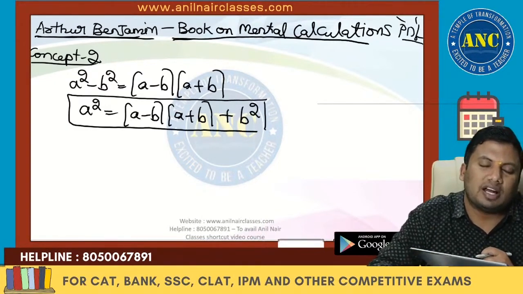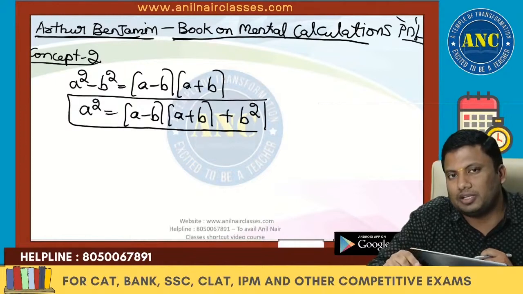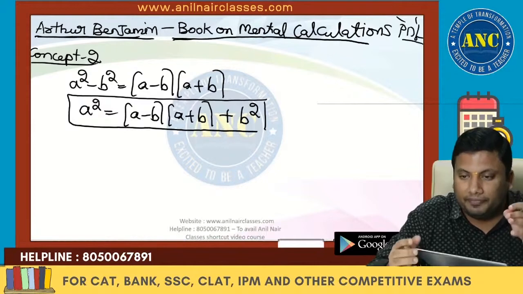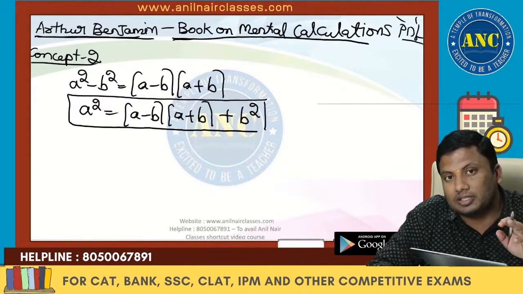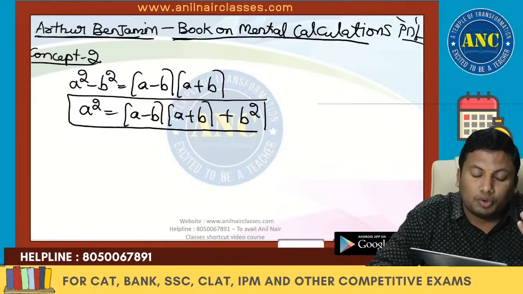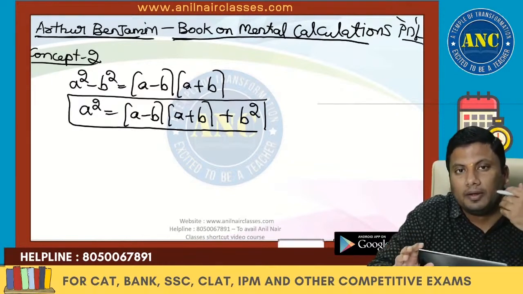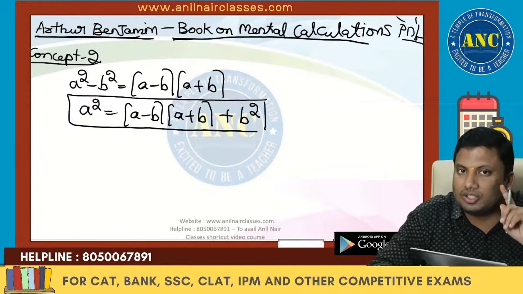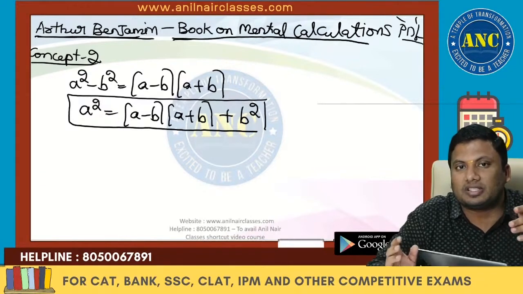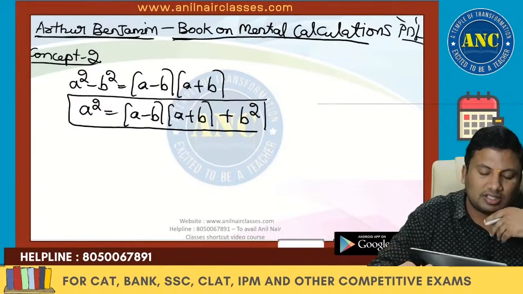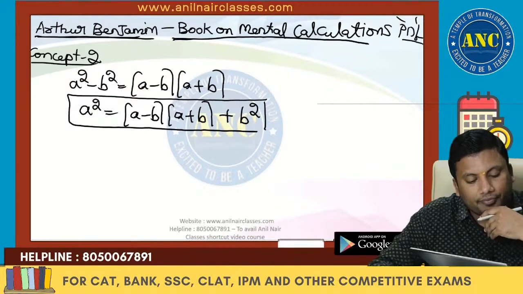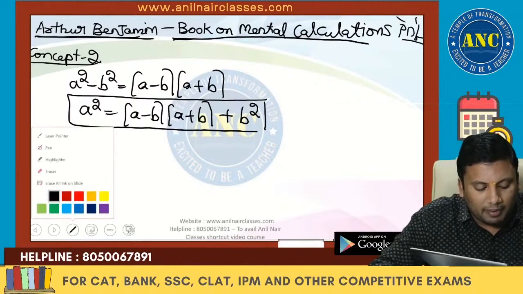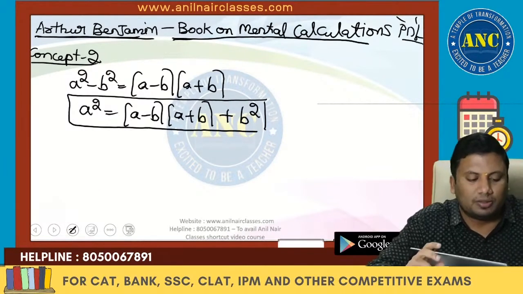In the previous class, I told you, every mathematical problem is an undecidable problem. Depending upon the environment, depending upon whether the answer options are there, whether it is a 2-digit number or 3-digit number, the methods will keep changing. There is no one concept which will be the best under every circumstance. That kind of problems are called undecidable problems. a square is a minus b into a plus b, plus b square.